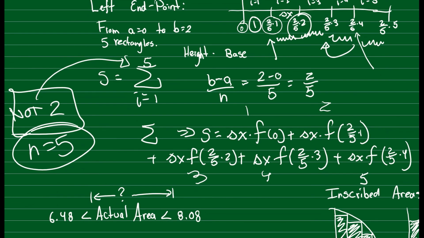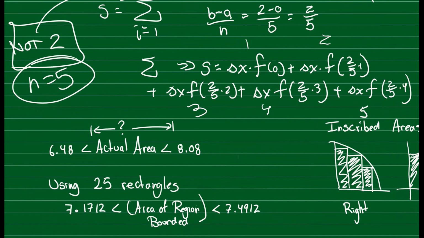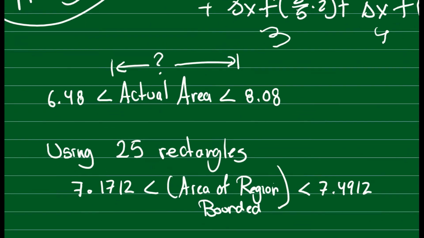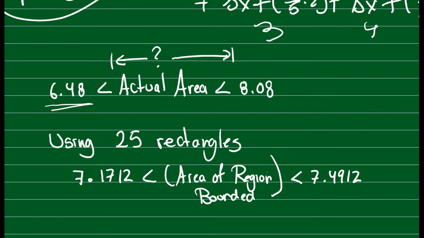You do that. After you calculate that, we end up with this conclusion, and this is really nice. The one that was an underestimate, the estimation was 6.48. The one that was an overestimate, the estimation was 8.08. We're using the Archimedes method of exhaustion, so it must mean that the actual area is between the inscribed and the circumscribed area. That is the principle. But what is the actual area?